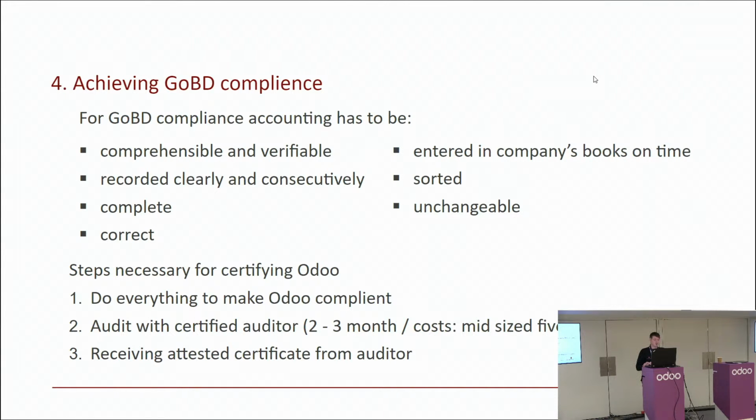Steps necessary for certification. You need to do the development to make Odoo compliant. Then you have to do the audit with a certified auditor, which takes approximately 2 to 3 months and comes with a huge cost of a mid-sized five-digit amount. And the third thing is, once you have passed the audit, you will receive an attest from the certificator.